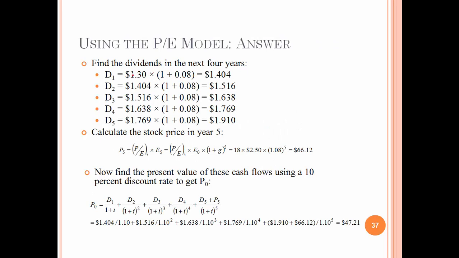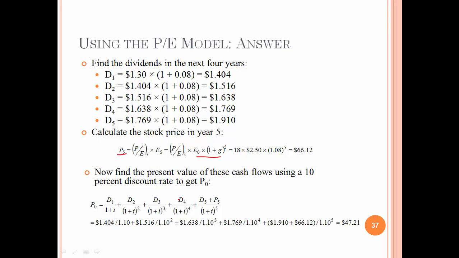So what we do, if we know the dividends are going to grow at 8% every year, is calculate D1, D2, D3, D4, and D5. And then P5 is the PE ratio in 5 years multiplied by the EPS in 5 years. So EPS in 5 years is this, and the PE ratio in 5 years is not 22 but 18. So it's 66.12. That is the price in 5 years.